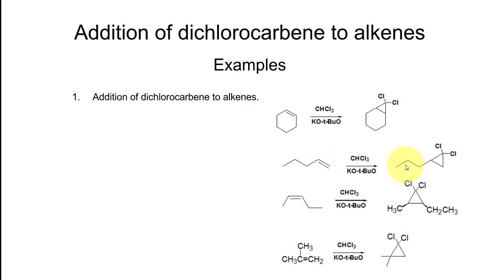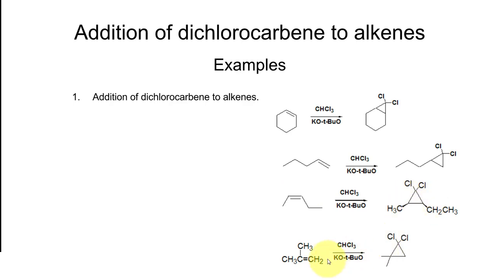So this alkene, we make the 3-membered ring across there with the 2 chlorines. This one illustrates the fact that if the alkene is cis to start with, this is a cis alkene, then those 2 groups end up cis to each other on the 3-membered ring. If they're sort of trans alkene, then the 2 groups would end up trans on the 3-membered ring.